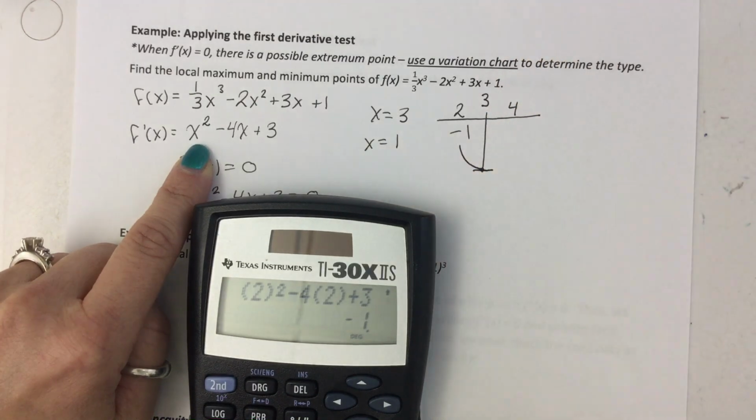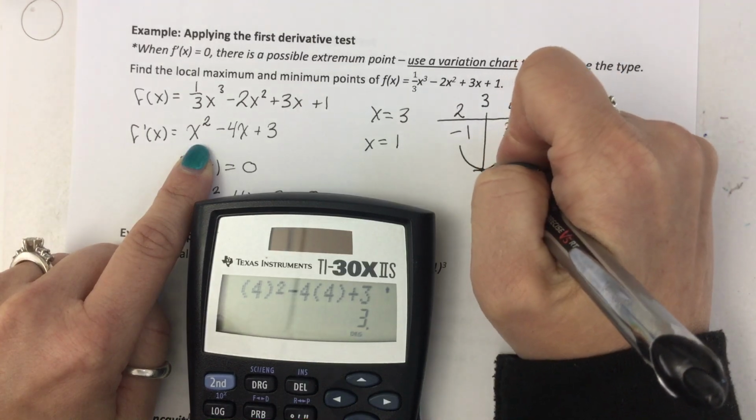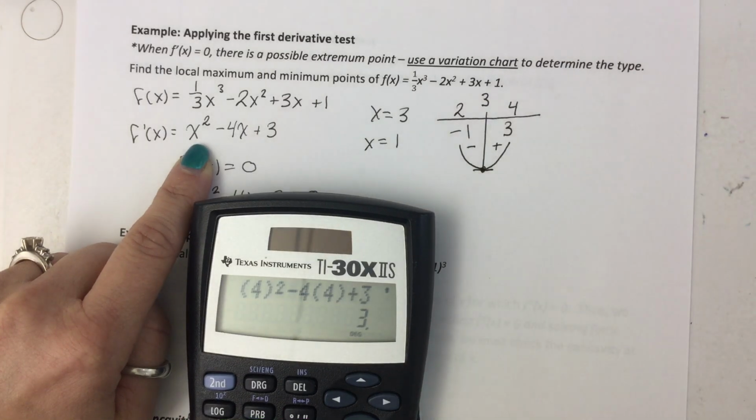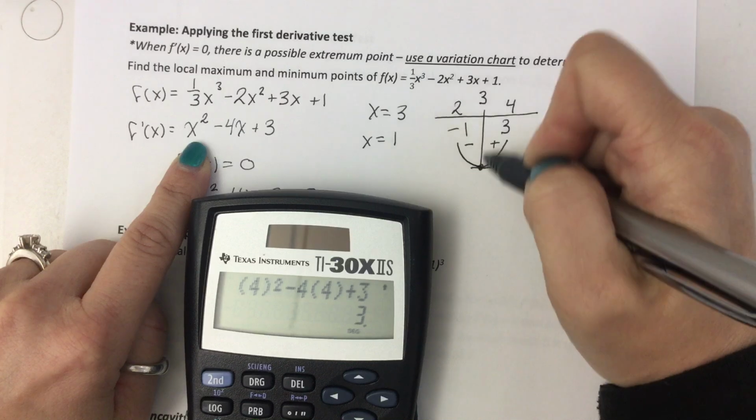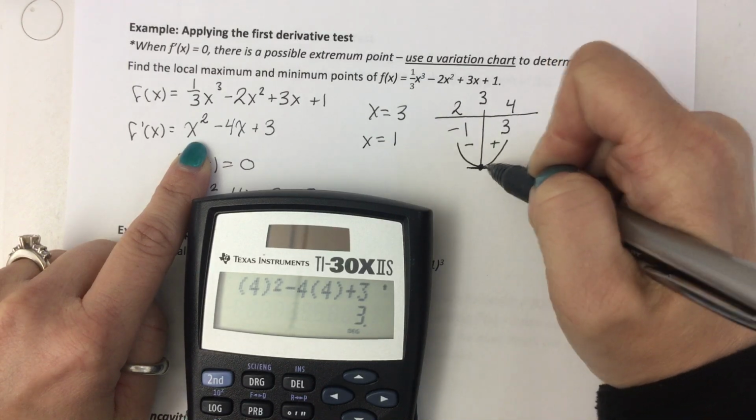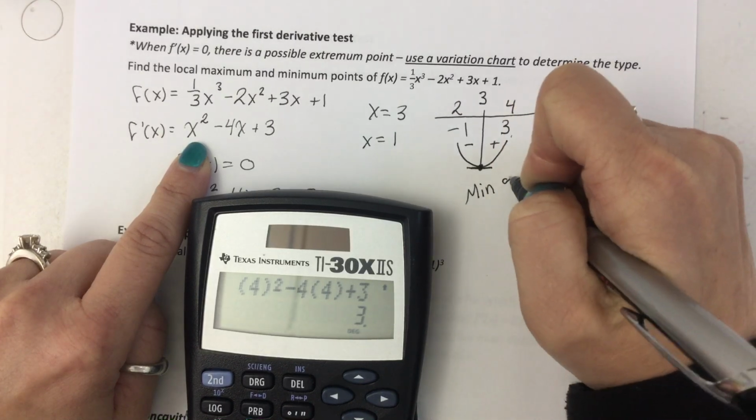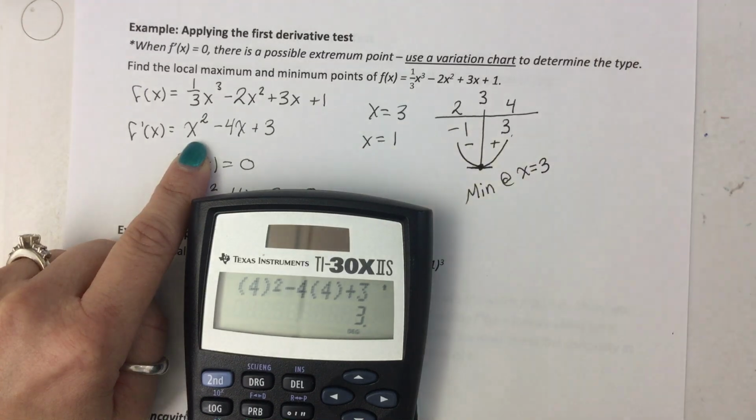This has a slope of 0. Now if I put in a 4, 4 squared minus 4 times 4 plus 3 is 3. So it's increasing here. So what we just did, this is decreasing, this is increasing. I know that because of the signs. So it was going down, it hit this point where my slope is 0, then it's increasing. So we have a minimum at x equals 3.